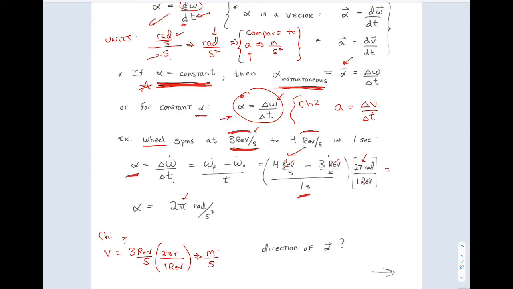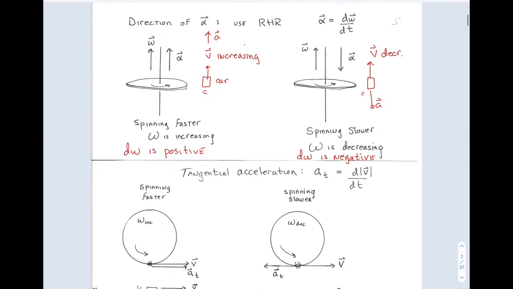Now, since a in chapter 2 we treated as a vector, we're going to look at the direction of the angular acceleration alpha. So here I have a wheel spinning, and to find the direction of the angular acceleration alpha, we use the right-hand rule. It's spinning faster, so using the right-hand rule, you grip this, there's your thumb, your fingers would curl around the wheel in that direction, and your thumb points in the direction of omega. We did that previously.